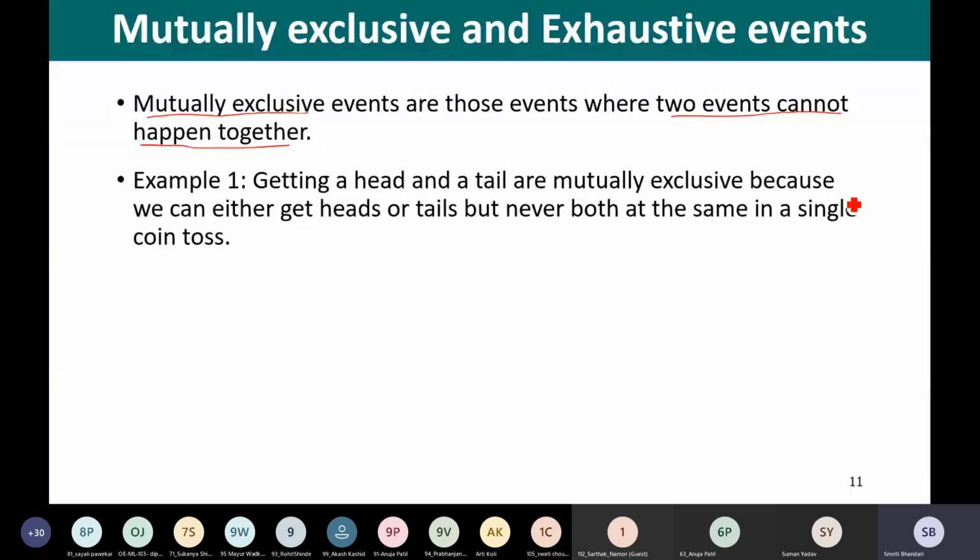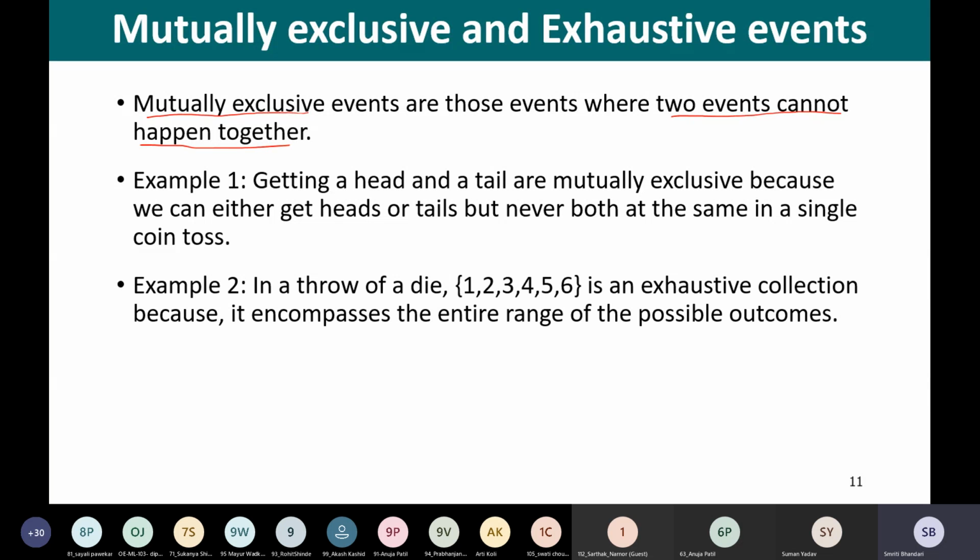Getting a head and a tail are mutually exclusive because we can either get heads or tails at a time, but never both at the same time in a single toss of a coin. Right? So either we get heads or we get tails in a single coin toss, but it is not possible to get both, and that is why we say that these are mutually exclusive events.